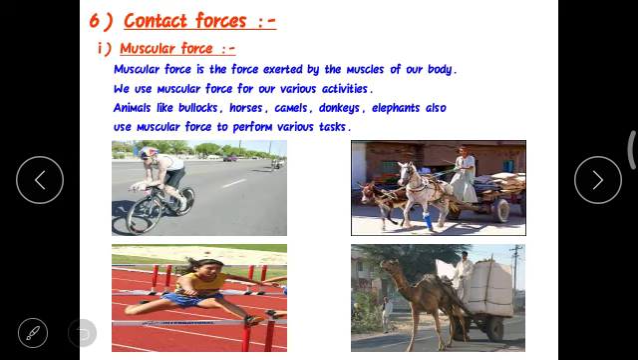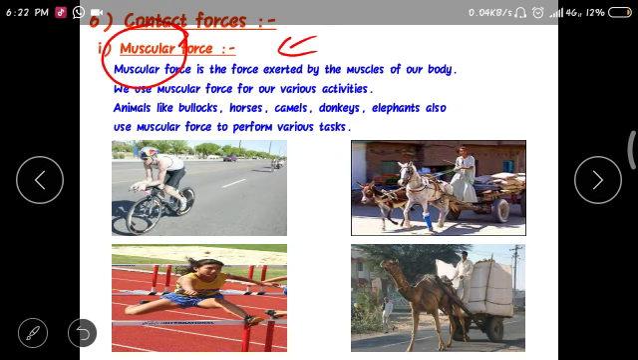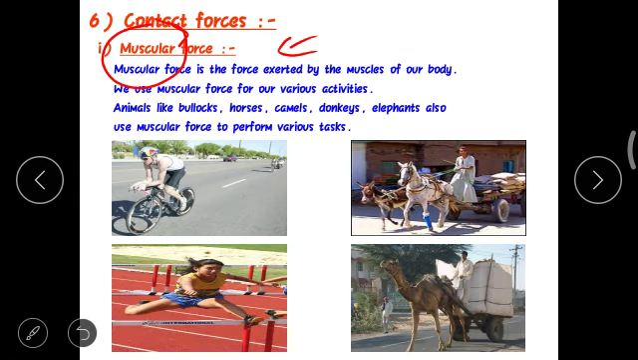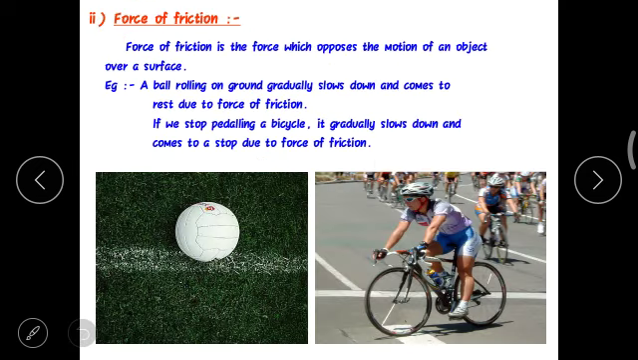So the next one, a subtype of contact force, muscular force, I am going to discuss now. Muscular force means that force which is applied by the muscles. Here that person is applying muscular force with the help of his feet, so he can easily move a bicycle. Here a horse is also applying muscular force on the cart, due to which it can start moving. So these are muscular forces.